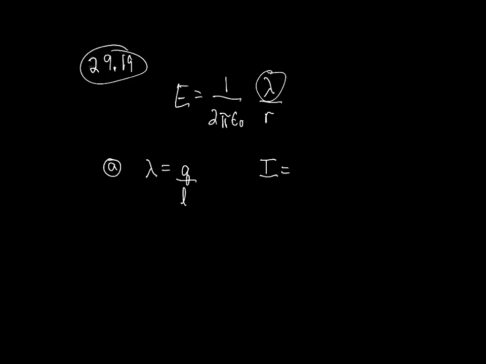So we have current. Current is equal to dq over dt. That is the definition of current.